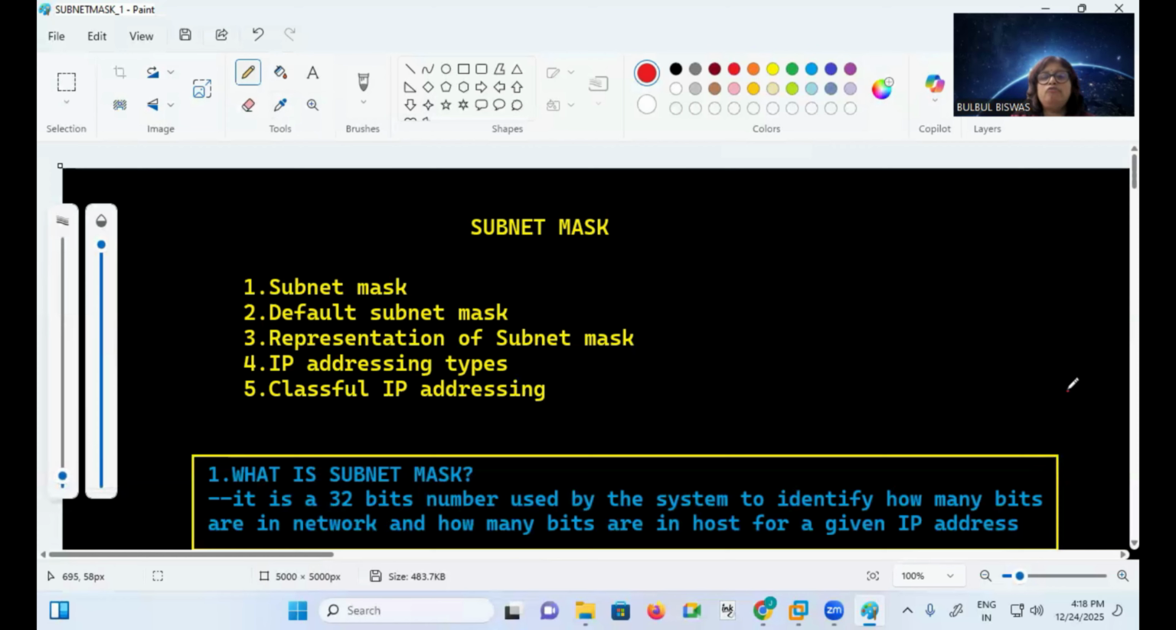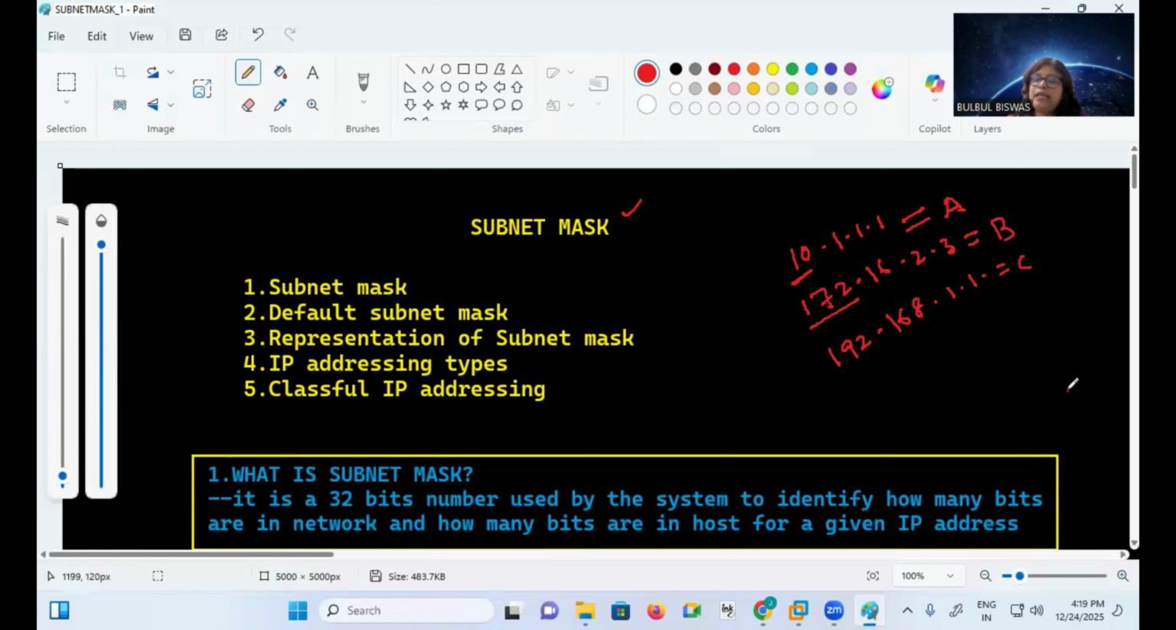Now here is the question, what is it? Everybody see one thing. If I write like that, which class? Of course, it is class A because 10 is coming within 0 to 127. If I go for 172.16.2.3, it is class B. You can see the first octet value, that 172, comes under class B. And if I go for 192.168, suppose 1.1, this is class C.